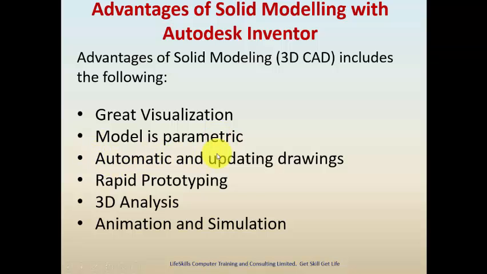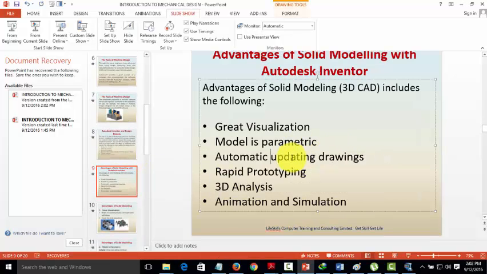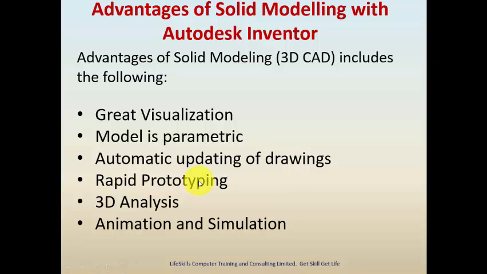There is automatic updating of drawings. It's automatic and you can update your drawings. Okay, then we have rapid prototyping. I will explain that as we continue. Then we have 3D analysis of your design, of your machine. In Autodesk Inventor, you can do animation and simulation.